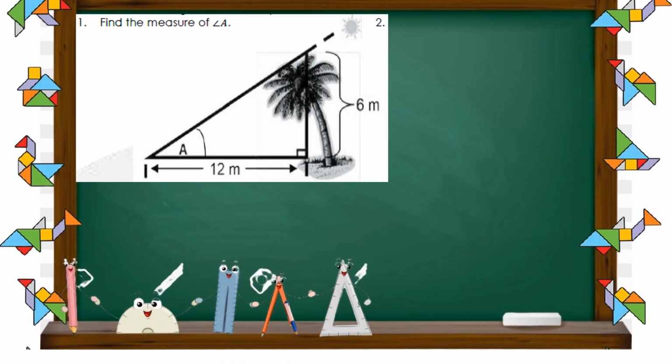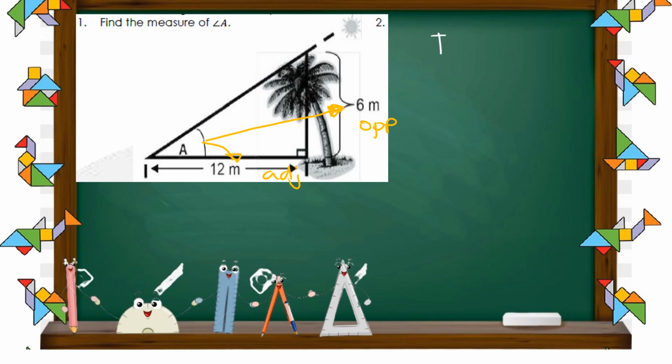So we have here an illustration on engagement number 1 and engagement number 2. We have here the illustration on engagement number 1. It asks for the value or the measurement of angle A. Based on our part 1, we have to know the relationship of that angle A to our given. Looking at our given, this 6 is the opposite, and this 12 is the adjacent. So we have an opposite over adjacent part.